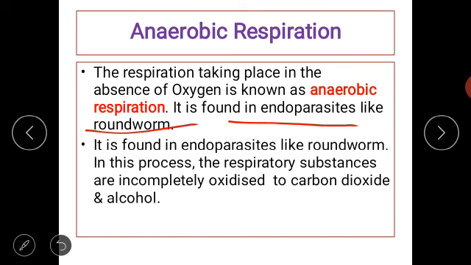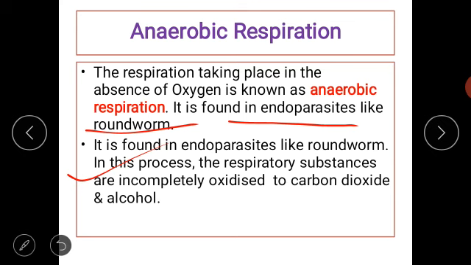Endo means inside, parasite means organism. So this roundworm lives inside the human body, in the intestine of the human. So it is an endoparasite. It is found in the intestine. The respiratory substances are incompletely oxidized to carbon dioxide and alcohol by this organism.